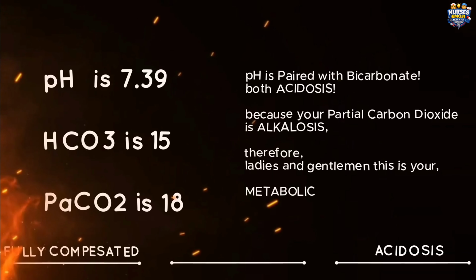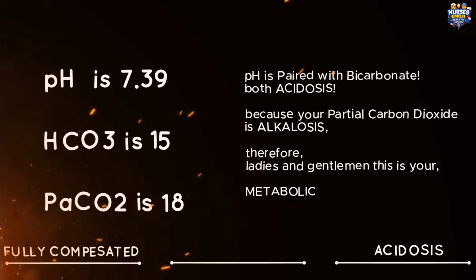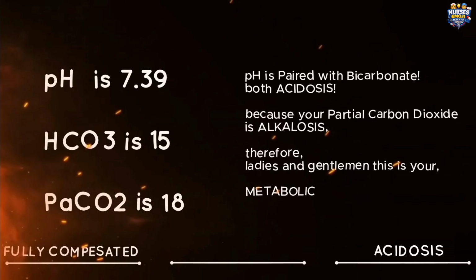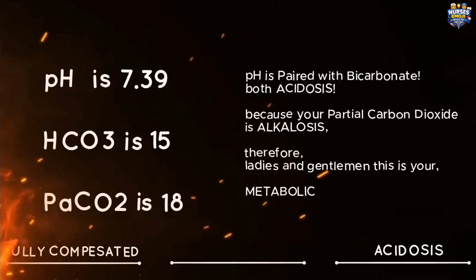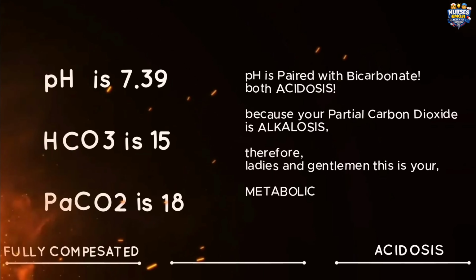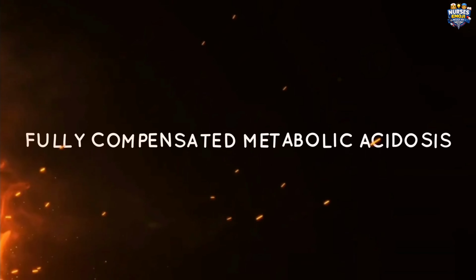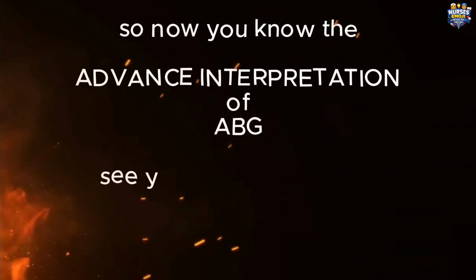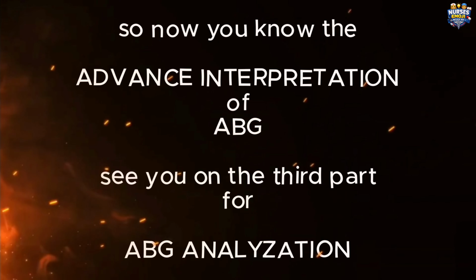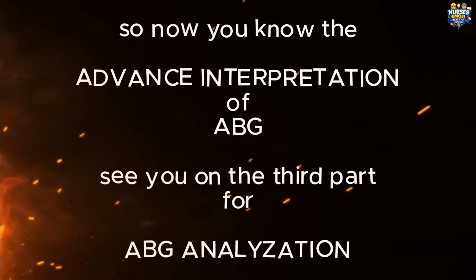pH is paired with bicarbonate, both acidosis, because your partial carbon dioxide is alkalosis. Therefore, ladies and gentlemen, this is your metabolic. Fully compensated metabolic acidosis. So now you know the advanced interpretation of ABG. See you in the third part for ABG analysis.